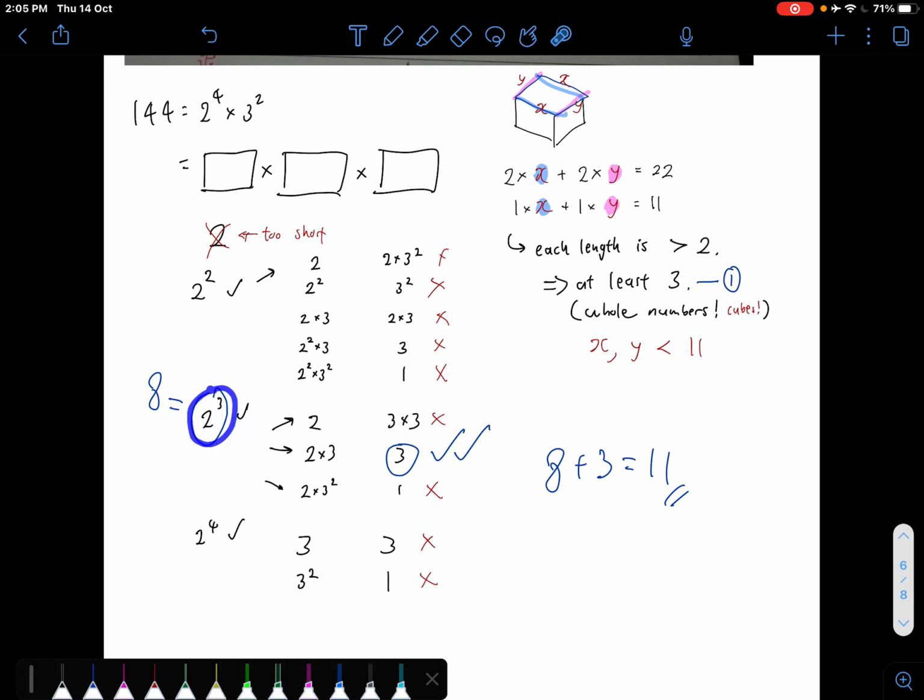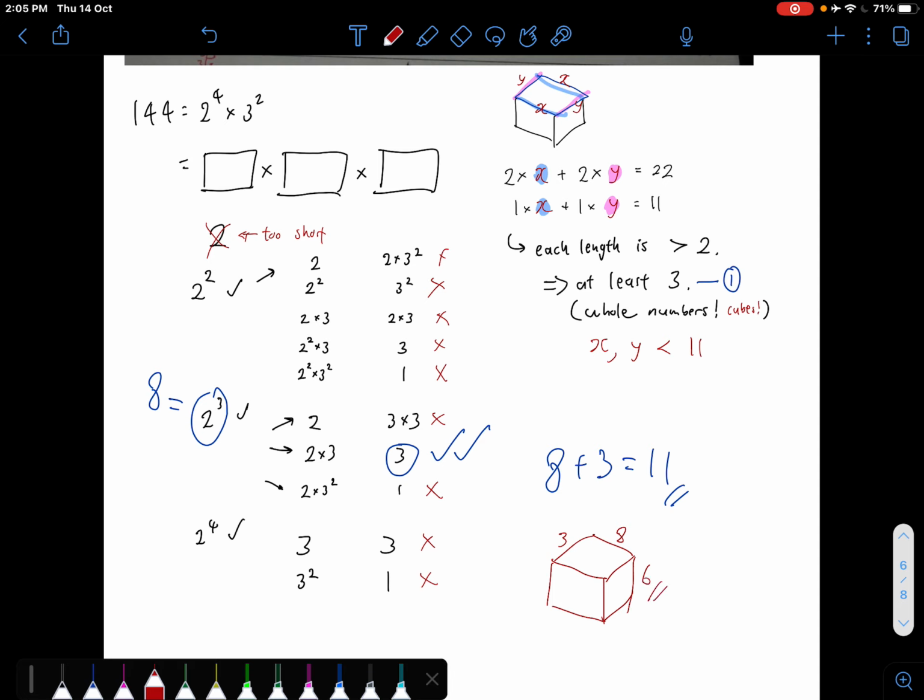When you have a length 2 cubed, which is 8, and a length 3, 8 plus 3 gives you 11. So that's the only one that works. Okay, then let's see. So what this means is you have your cuboid, here's length 8, here's length 3, then the remaining length is 2 times 3, 6.